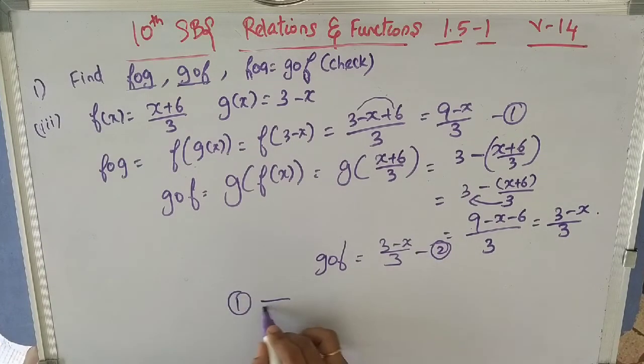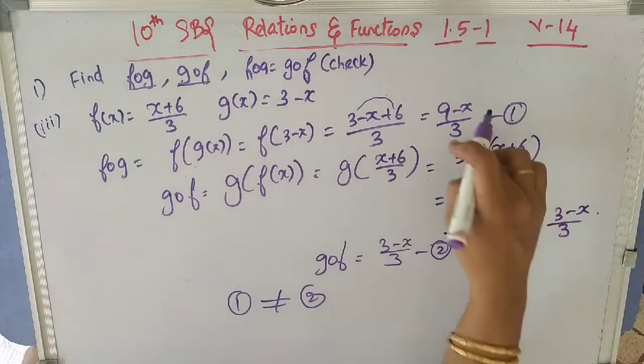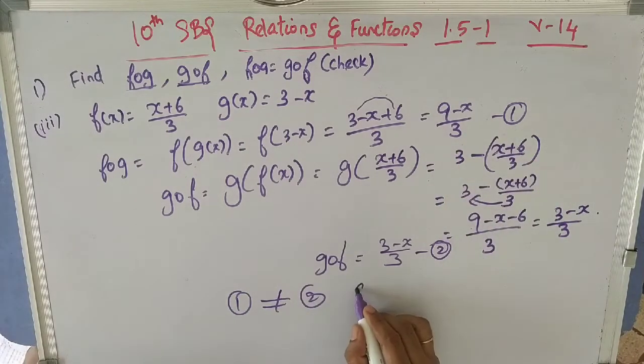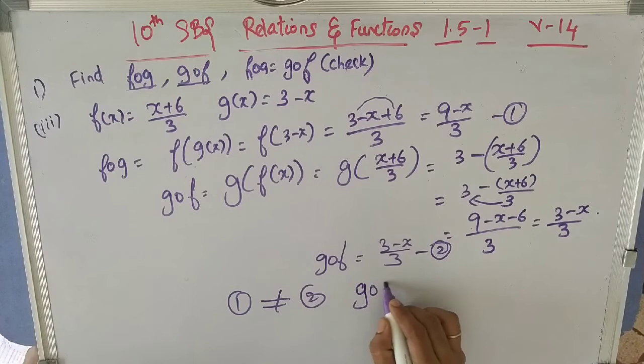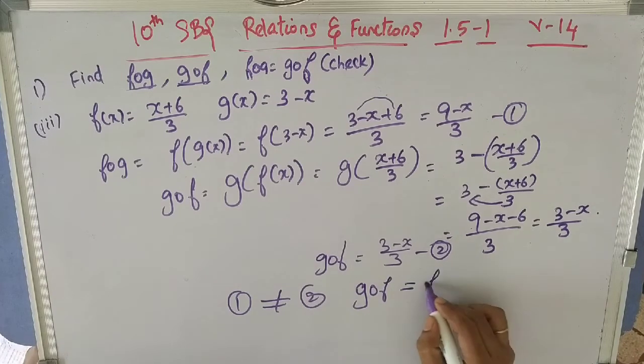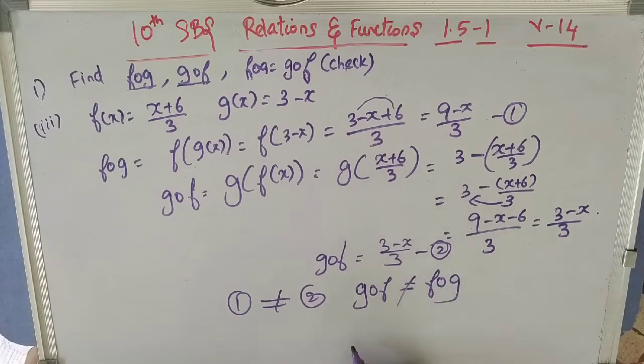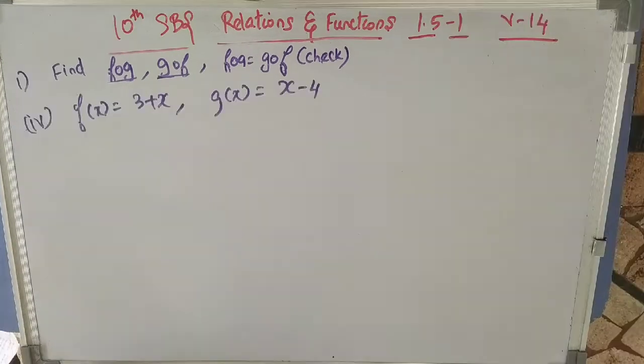On seeing 1 and 2, you can clearly say that 1 is not equal to 2. Therefore, f dot g is not equal to g dot f. Clear? Now, let's go to the fourth question.